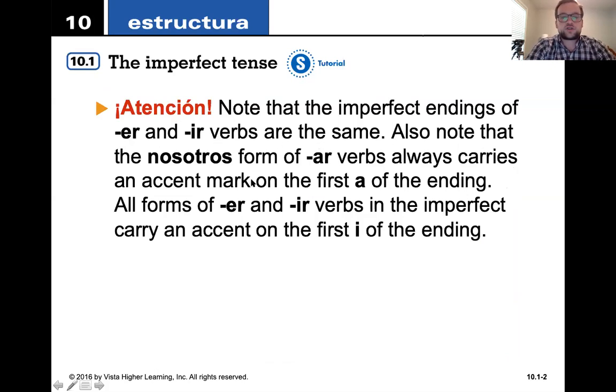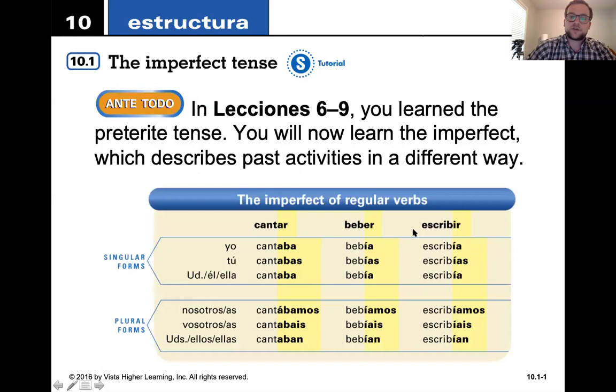Also note that the nosotros form of AR verbs always carries an accent mark on the first A of the ending, like I was saying, just to maintain that stress on the same syllable as the other endings. All forms of ER and IR verbs in the imperfect will carry an accent on the first I of the ending. That's another good point. All of the endings for the ER, IR verbs will have an accent on the I. Every form. Okay, good point.